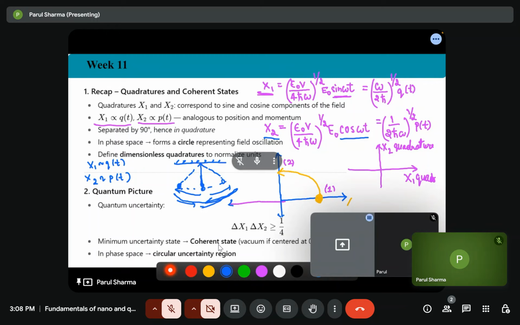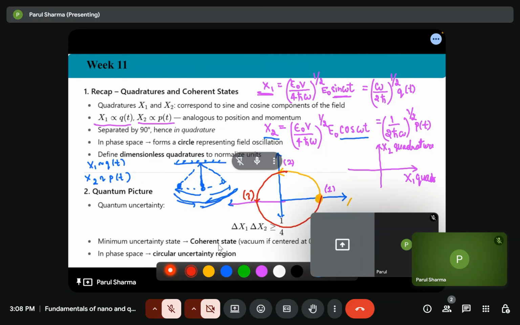So in one fourth of the period, it will go from 1 to 2. In half the period, it will reach from 2 to 3, and so on. Similarly, it will go like this.